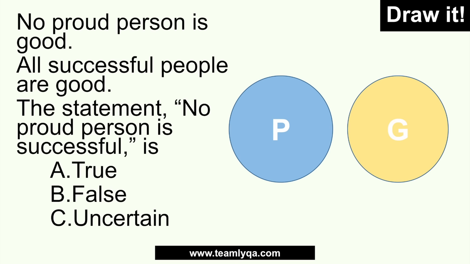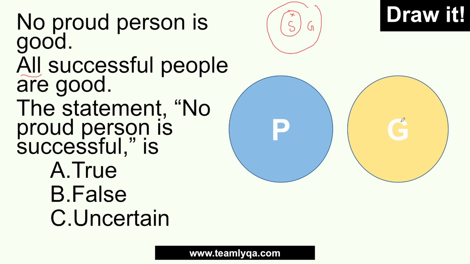Yung pangalawa na ngayon ang nagmamatter, which is yung all successful people are good. Now sabi natin, kapag nagdrawing tayo ng all, ang itsura niyan ay sunny side up na itlog. Ibig sabihin, lahat daw ng S nasa loob ng bilog na G. Kung ikaw ay successful, automatic good ka. Pero kung good ka, hindi naman automatic na successful ka. Okay?